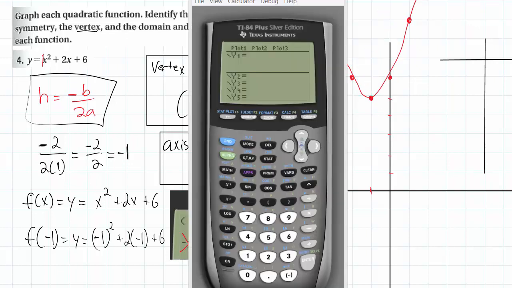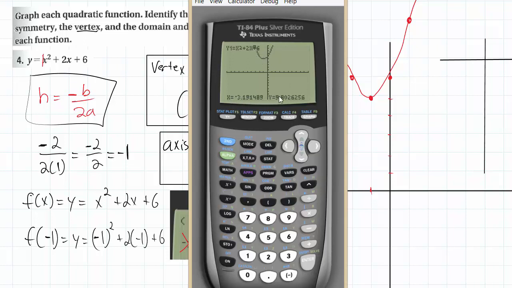Now, what if you didn't follow that? What if you're like, I have no idea, you went too fast there? Well, just use table values. Just plug in your favorite x values. I recommend 0 is a good x value, 1 is a good x value, -1, 2, -2, 3, -3.